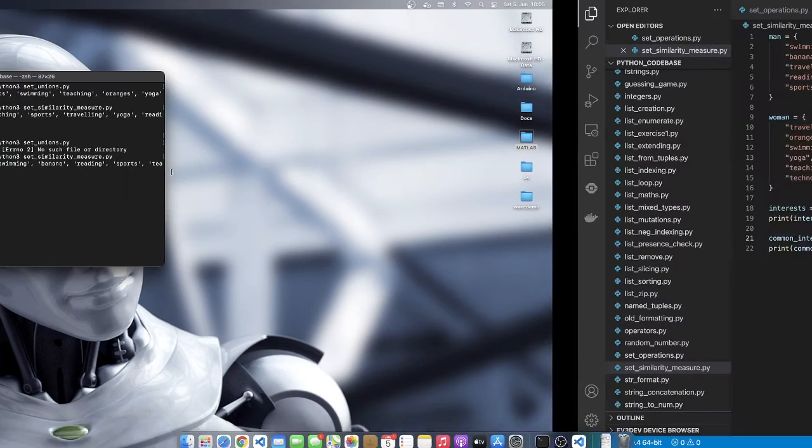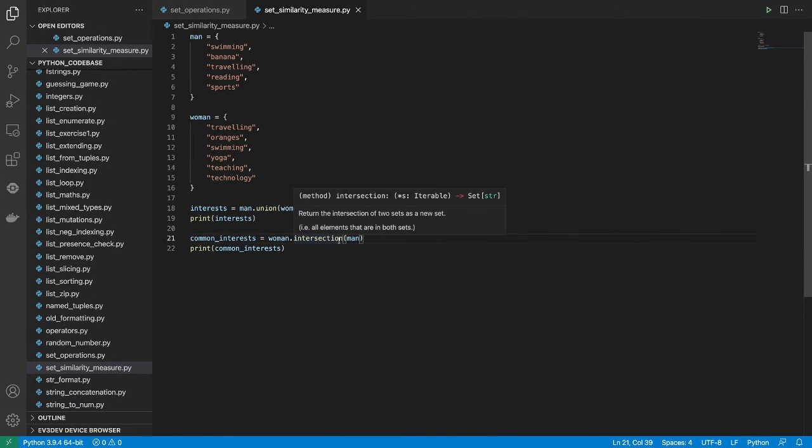What is happening here is when you call the intersection method on a set and you pass in another set, it is going to choose what is in woman and also in man. So what is in set A and also in set B is going to be the intersection of both sets, and that is what is common between them. And so now we know how to add two sets together to form the union, and we also know how to get what's common between two sets using the intersection operator.